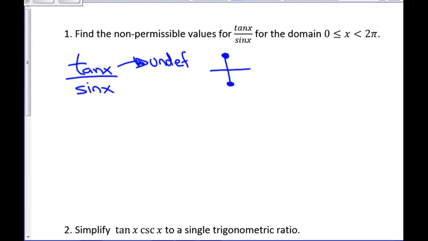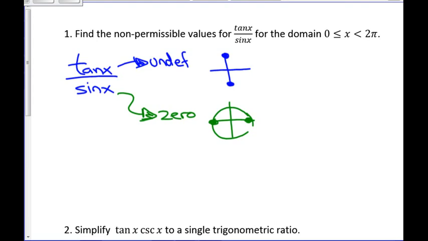Tan x being 0 is no problem at all. Sin x, on the other hand, is never undefined. But where is it 0? Because having a 0 in the bottom would be bad. And we know that the sine is 0 wherever the y values on the unit circle are 0, which would be at 0 and at pi.